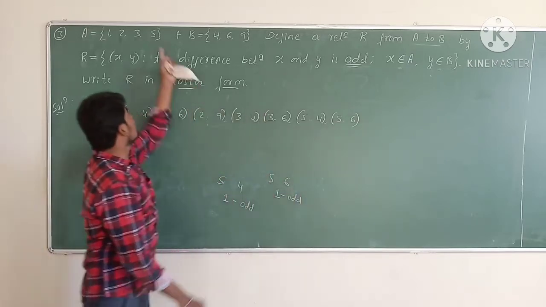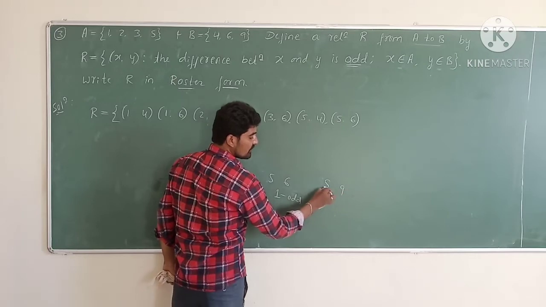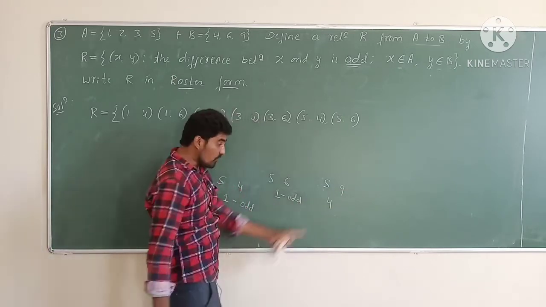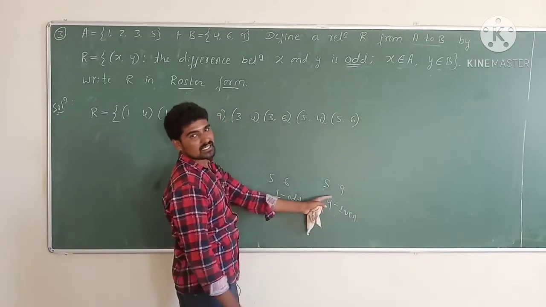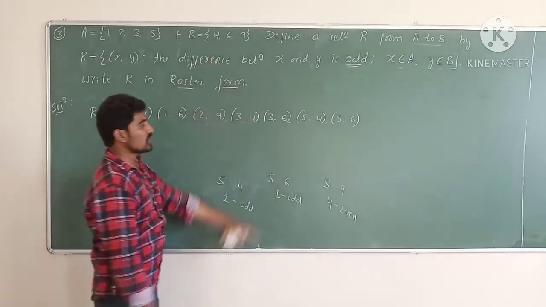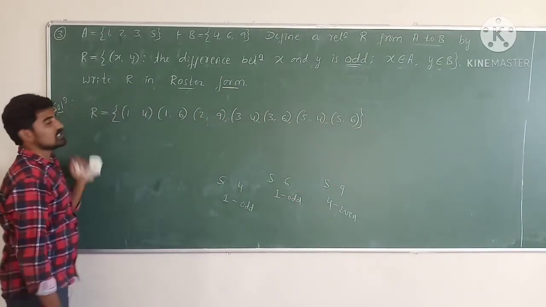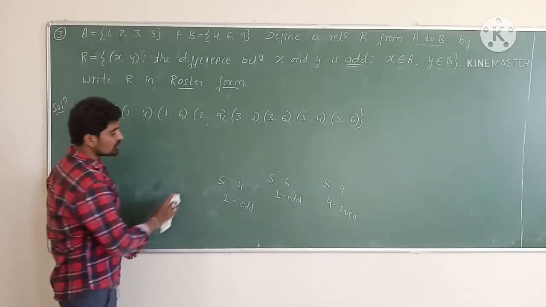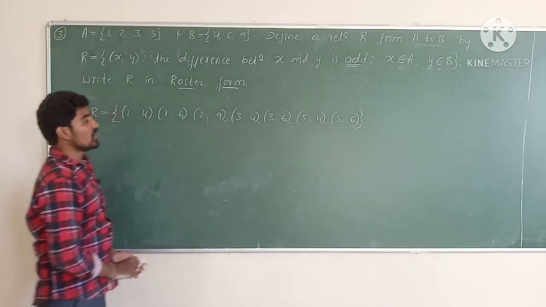Then the difference between 5 and 9. 5 and 9 difference is 4. 4 is an even number. Therefore, 5 is not related with 9. We checked the elements for 5. Therefore, these elements are present in the relation R, and this is the roster form of the given relation. I hope all of you understand.